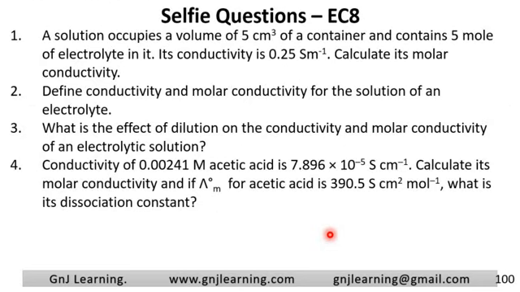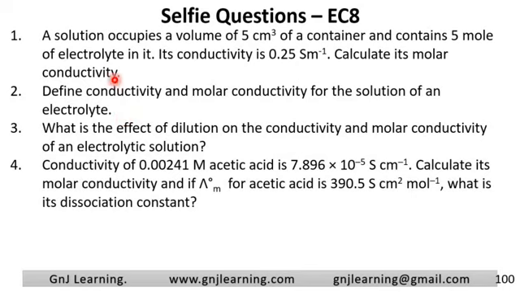Finally, we are going to self-evaluation questions. A solution occupies a volume of 5 centimeter cube of a container, and contains 5 mole of electrolyte. So the number of moles and volume is given. Its conductivity is 0.25 centimeter raised to minus 1. Conductivity is also given. Calculate its molar conductivity. Read all the questions. Try to find out the answer. Once you find out the answer, come back and evaluate.